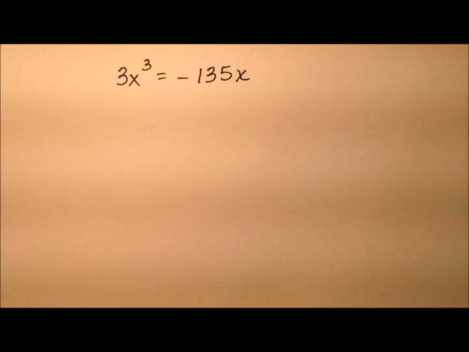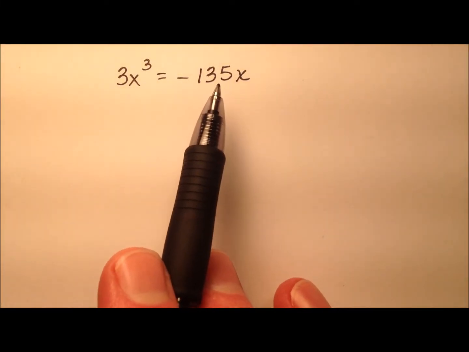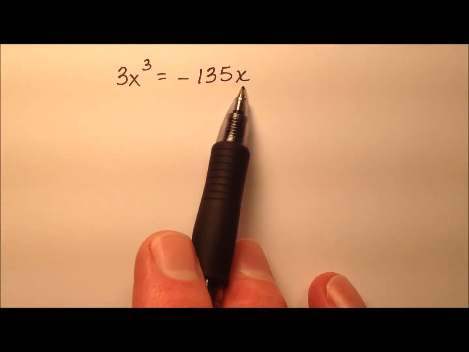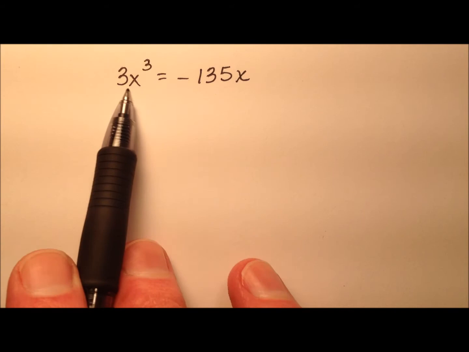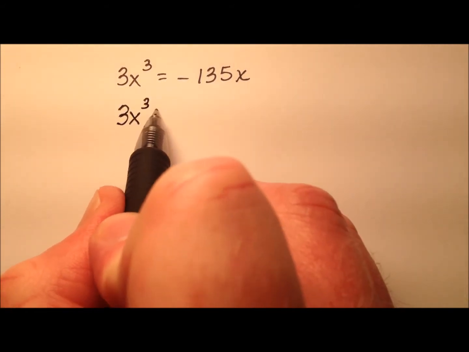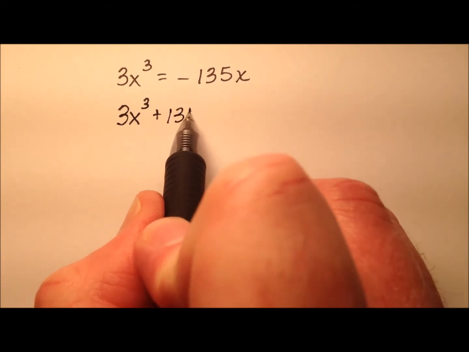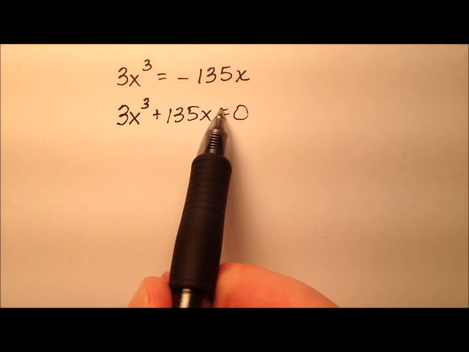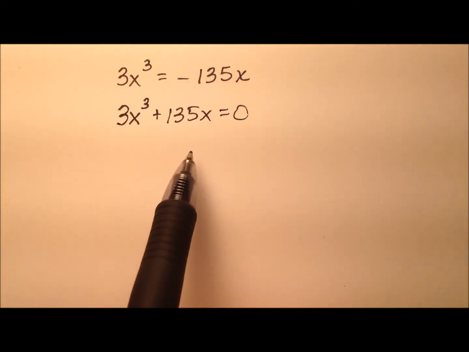In this example, I'm going to solve this equation by factoring. So the first thing I need to do is to take this negative 135x from the right side and move it over to the left side. So 3x cubed plus 135x equals 0. And since I'm solving this by factoring, I need to fully factor this left side expression.